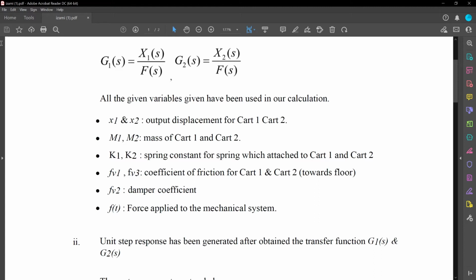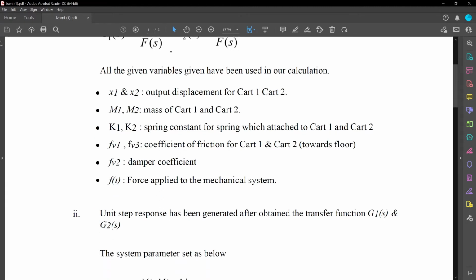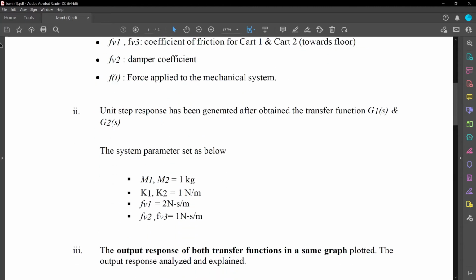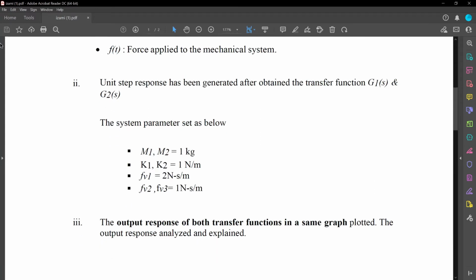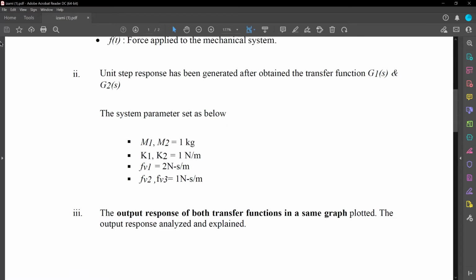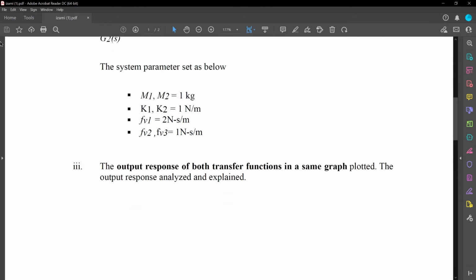For the unit step response, it has been generated after obtaining the transfer functions G1(s) and G2(s). The system parameters are set as M1 and M2 equal to 1 kg, K1 and K2 equal to 1 Newton per meter, FV1 equal to 2 Newton second per meter, and the last ones, FV2 and FV3, equal to 1 Newton second per meter. The output responses for both transfer functions were plotted in the same graph. The output responses were analyzed and explained.